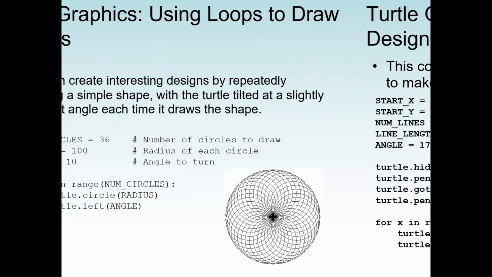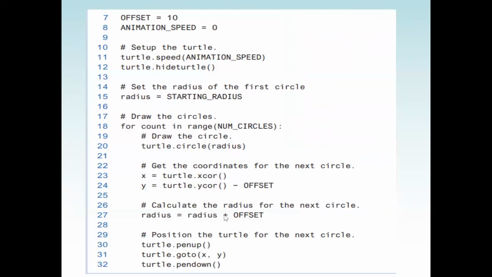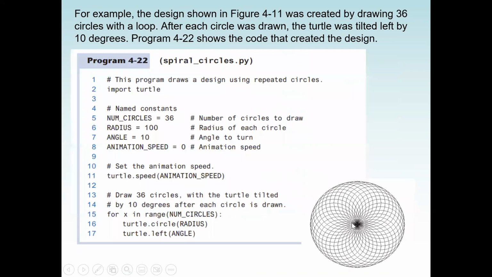So the last program is this. This is the full code of what we just went through. The number of circles is 36, the radius is 100, the angle is 10, and the animation speed is just 0. Then we set the turtle speed to 0. We draw the 36 circles with the turtle tilted by 10 degrees, which gives an angle after each circle is drawn. So for X in range, the number of circles 36, radius 100, the angle is 10.